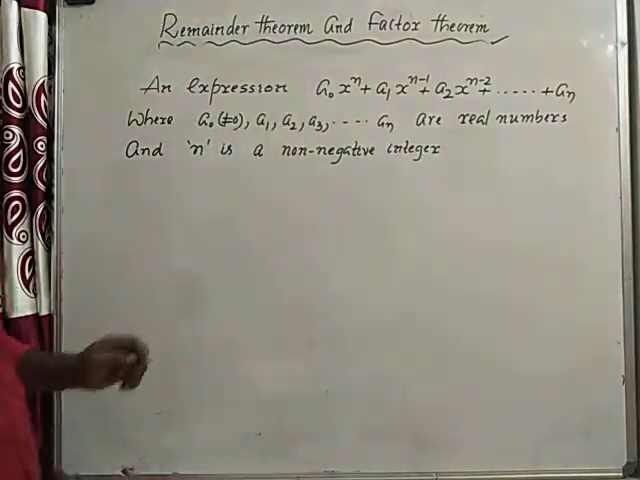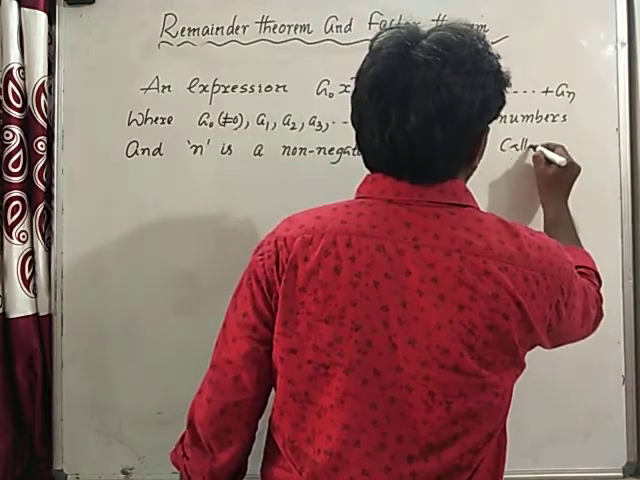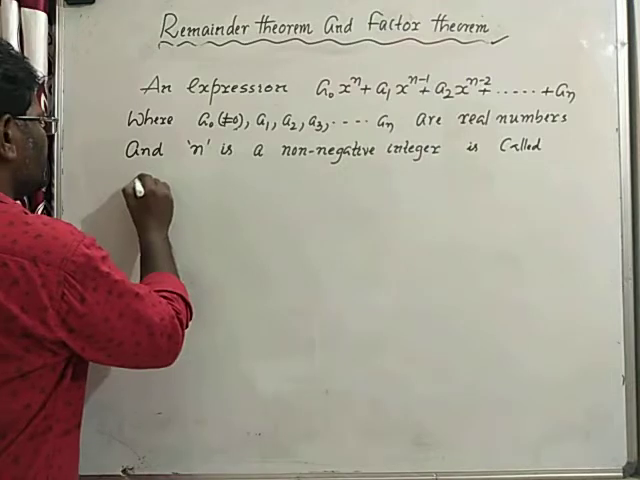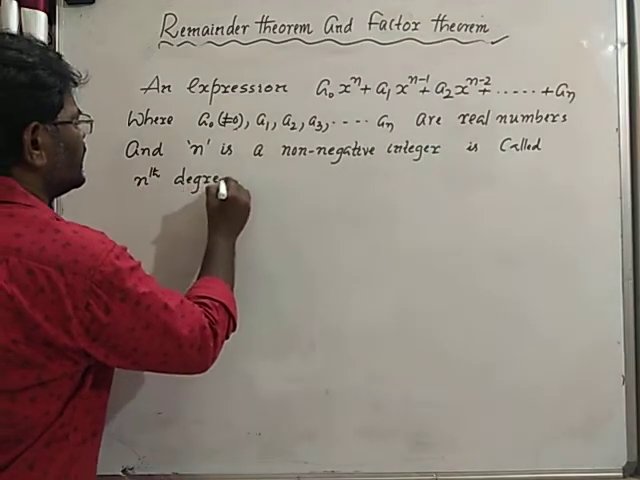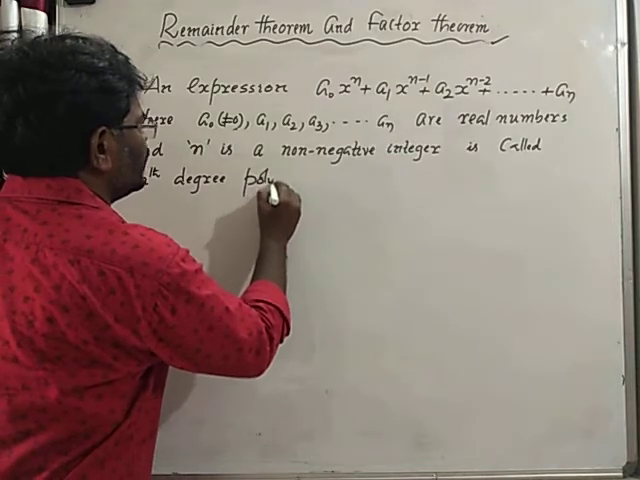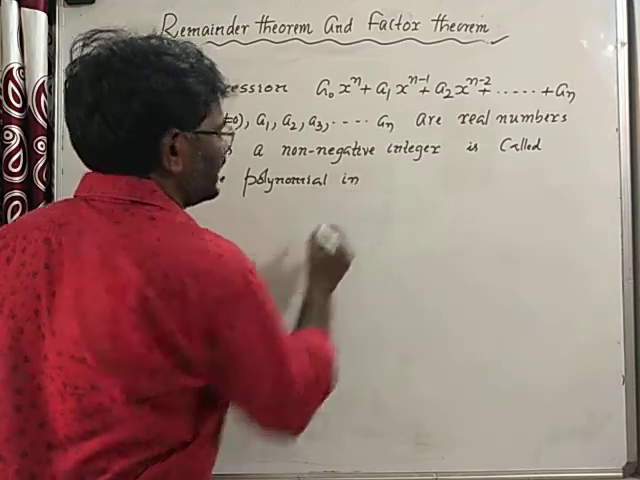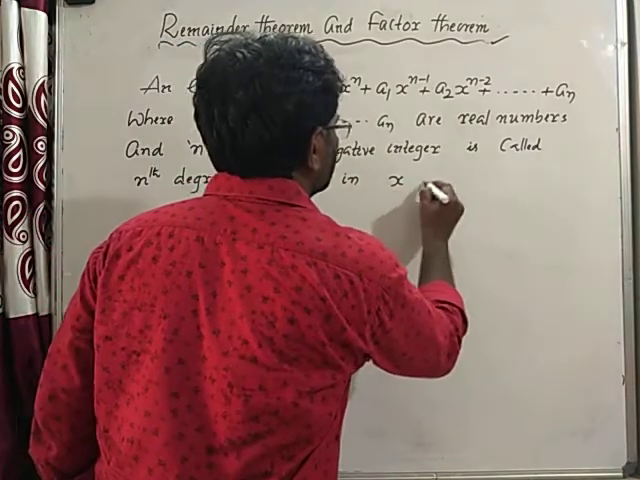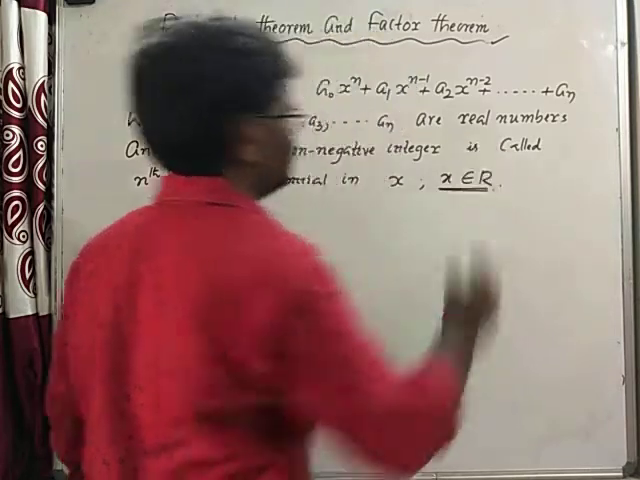Non-negative integer is called nth degree polynomial in x, where x belongs to R. X is a real number.